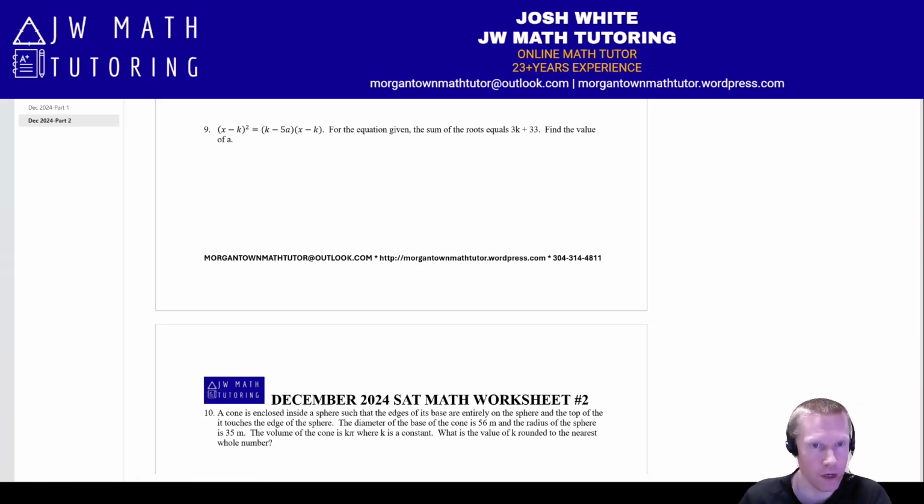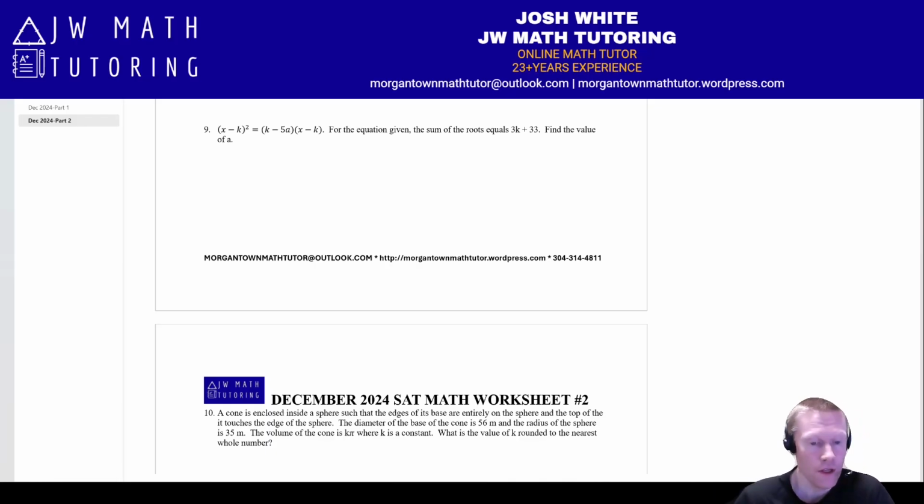So for this one, you have this equation and it's got two constants in it. It's got k and a in addition to your variable x. And you're told the sum of the roots is equal to this expression with k in it, and it wants you to find the value of a.